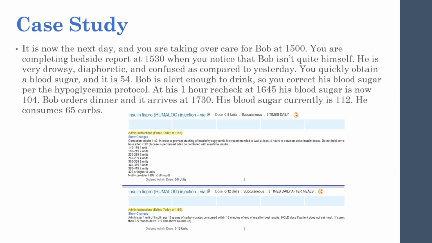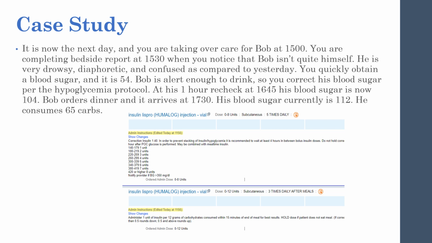It is now the next day, and you are taking over care for Bob at 1500. You are completing bedside report at 15:30 when you notice that Bob isn't quite himself. He is very drowsy, diaphoretic, and confused as compared to yesterday. You quickly obtain a blood sugar, and it is 54.